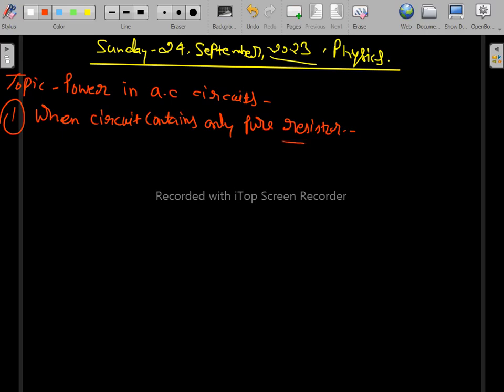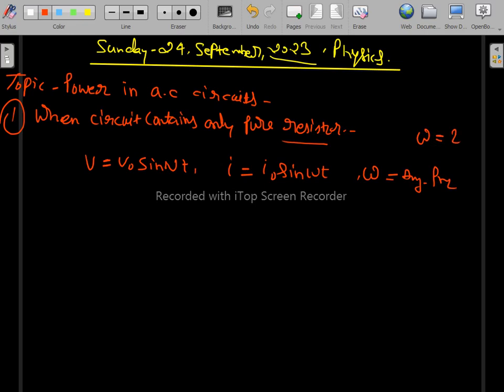Since it contains resistance only, we know that the applied voltage equation is V equals V naught sine omega t. And the current equation is similarly I equals I naught sine omega t, where t is the instantaneous time, and omega is the angular frequency. And angular frequency is equal to 2 pi f, or in other words, you can also write this as 2 pi by T, where T is the time period. Fine.